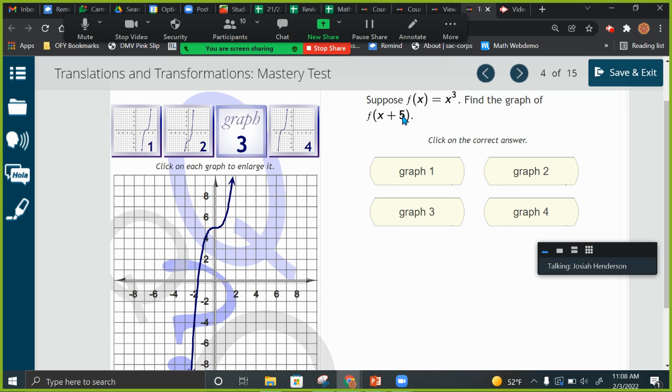Now, inside the parentheses, good job everyone, means horizontal. So we can eliminate the up, down ones. So we can eliminate graph 3, we can eliminate graph 2. It's not those because those are vertical. So it has to be either 1 or 4. Here's the tricky thing, and this is what I want you to remember and feel in your bones. Horizontal inside the parentheses is always opposite of what it looks like. So do we want to go 5 to the right, because it looks like it's 5 to the right? Or do we want to go 5 to the left, because that's opposite of what it looks like?